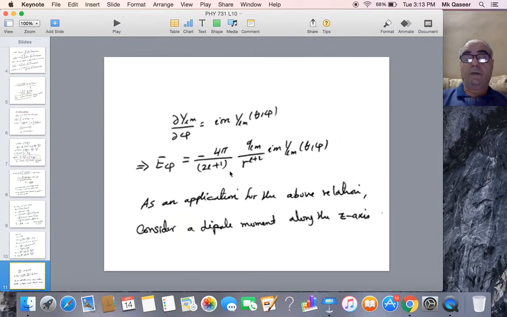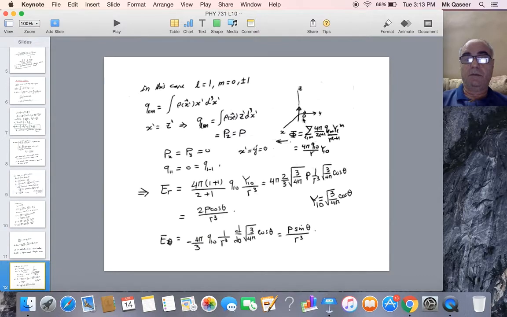As an application of the above relations, let us consider that we have a dipole located along the z-axis. That's p equals p z-hat. In this case, l equals 1, m equals 0, plus or minus 1. So x prime and y prime are 0 because the dipole is located along the z-axis, and only z prime remains. So substituting here z prime, we get z prime rho of x prime d3x prime. This is the definition of the dipole along the z-axis. p_x now is 0. Similarly, the same holds for Y1,-1 for negative m.